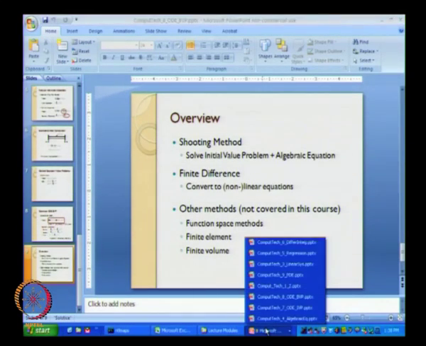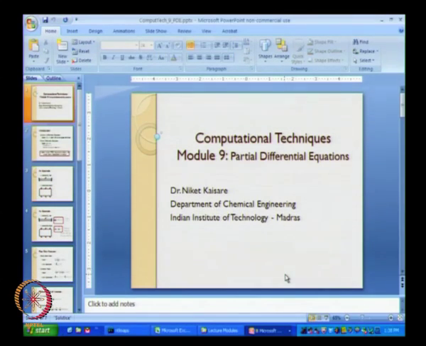And finally, in this particular current module, we have covered how to solve partial differential equations, specifically classifying PDEs into hyperbolic, parabolic and elliptic equations, and saw the various methods of solving these PDEs. So that is really the overview of what we have done in the last 40 lectures in our computational techniques lecture series.